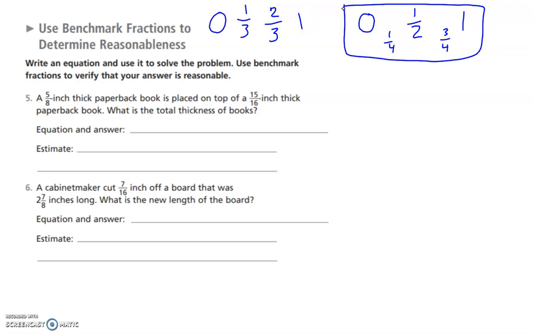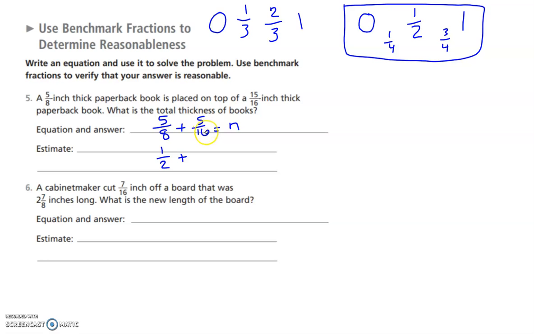Okay, so a 5/8-inch thick paperback book is placed on top of a 15/16-inch thick paperback book. What is the total thickness of the books? So that means I'm going to add these two together. 5/8 plus 15/16 is going to equal my unknown. And then I'm also going to make an estimate using benchmark fractions. So I'm actually going to start by using my benchmark fraction first. 5/8 is really close to a half if you think about it. 4/8 would be exactly a half. So 5/8 is just really close to that. So I'm going to make that a half.